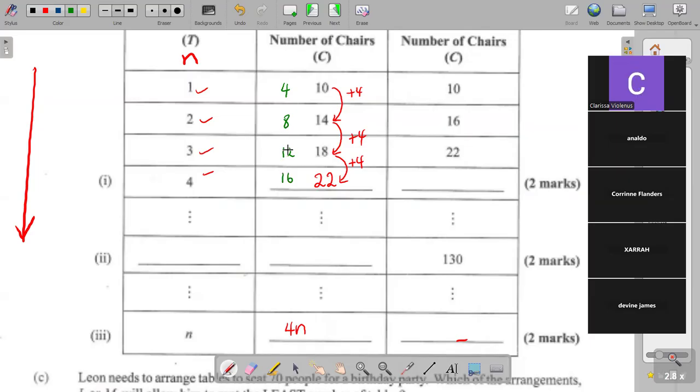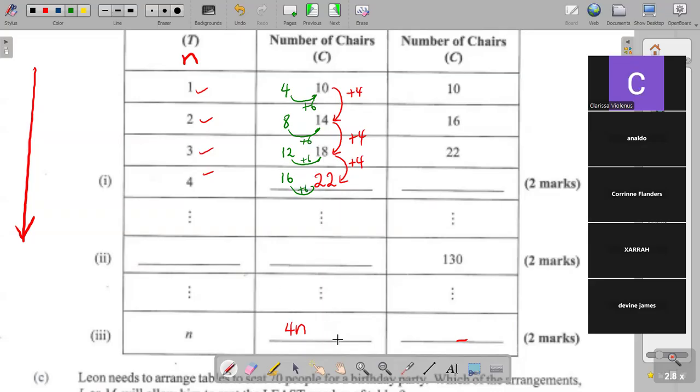Everybody with me so far? So now we just got to say, how do I go from 4 to 10? 8 to 14, 12 to 18, 16 to 22. Anybody could tell me what do I do to 4 to get to 10? Add 6. Is it true for the next one? Is 8 plus 6 14? Yes. Is 12 plus 6 18? Let's go again. Is 16 plus 6 22?